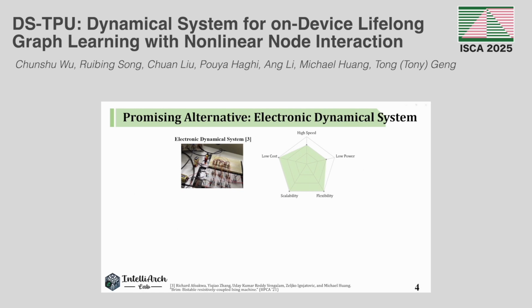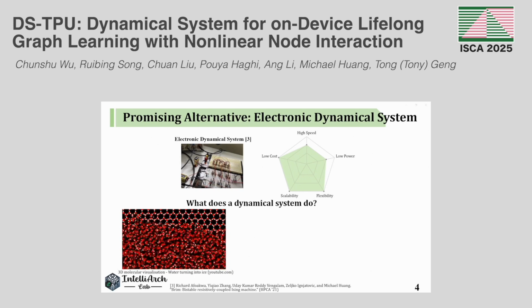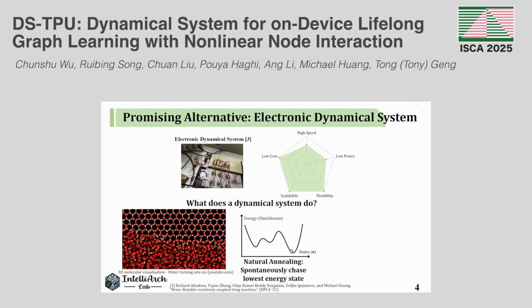With that being said, a natural question is, what exactly is the dynamical system? Let's look at an example. This video shows the process of water turning into ice, a process where water molecules spontaneously find the lowest energy state of the entire system. An electronic dynamical system also chases the lowest energy state, like the animation shows. We call it natural annealing. Like the water system, the electronic dynamical system is also massively parallel, and it evolves at electron speed.